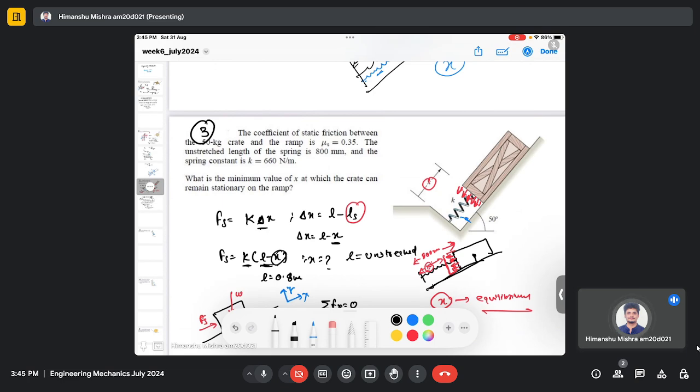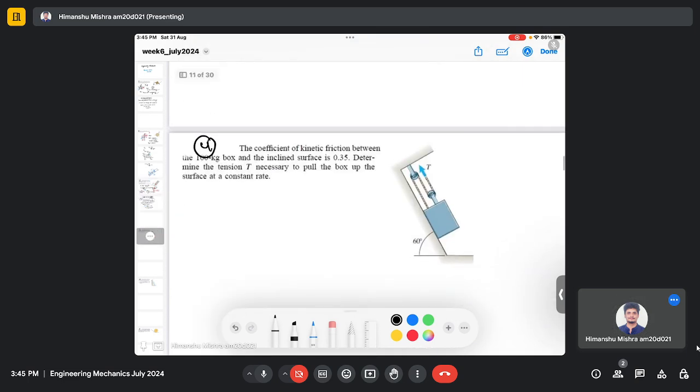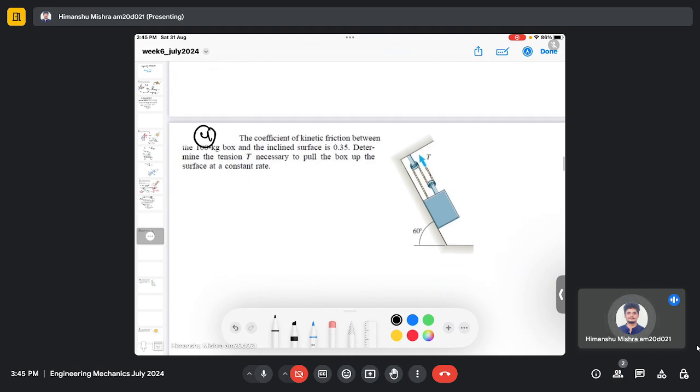So let's move to the next question. Again, this question is very much similar here. The question is: the coefficient of kinetic friction between the 100 kg box and the inclined surface is 0.35. Determine the tension necessary to pull up the box. Again, the system is in equilibrium, and we are going to use the same concept here.